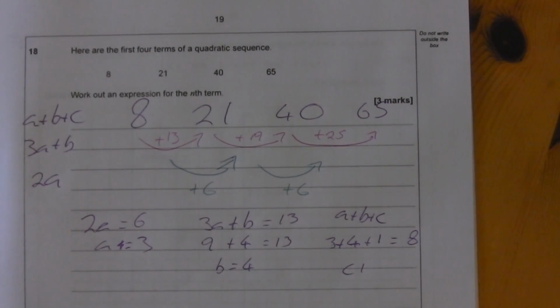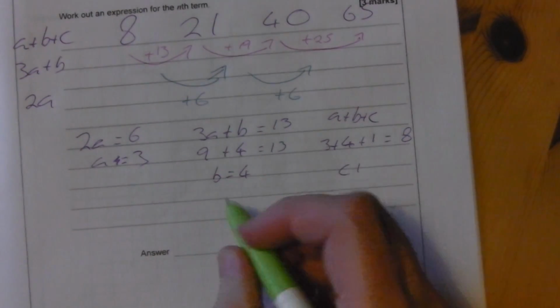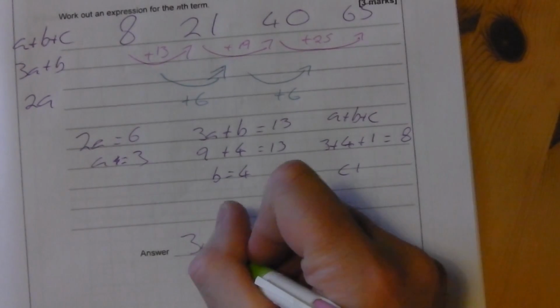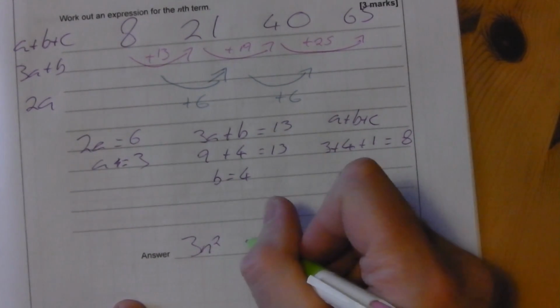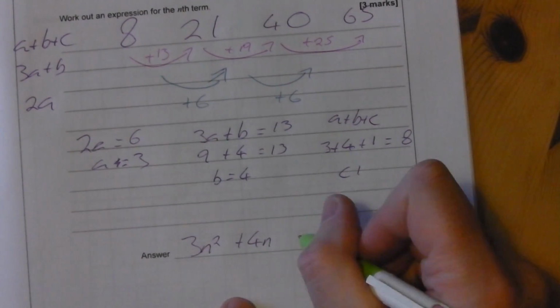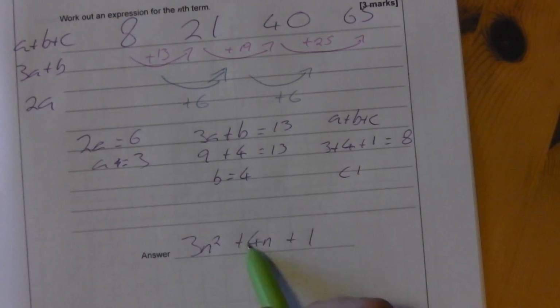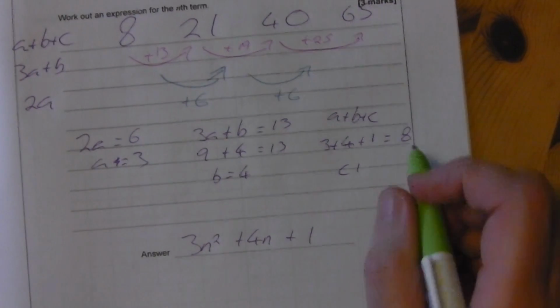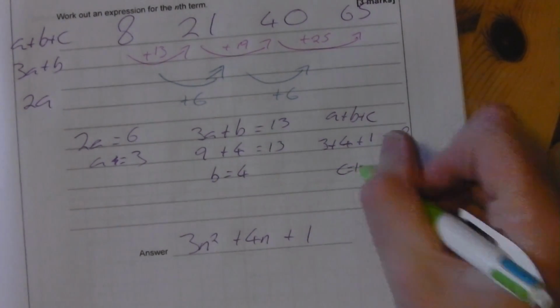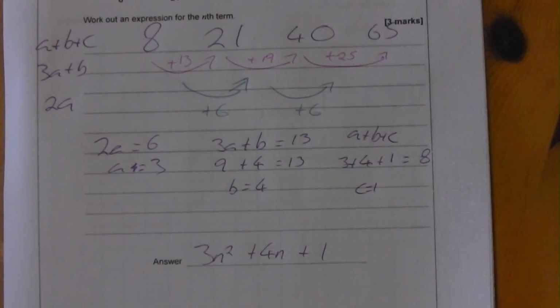And that allows us to finish off our rule then. So we've got 3n squared plus 4n, and the last bit is plus 1. So we've got the 3, the 4 and the 1 there. Okay. And that's all that done, neat and tidy.